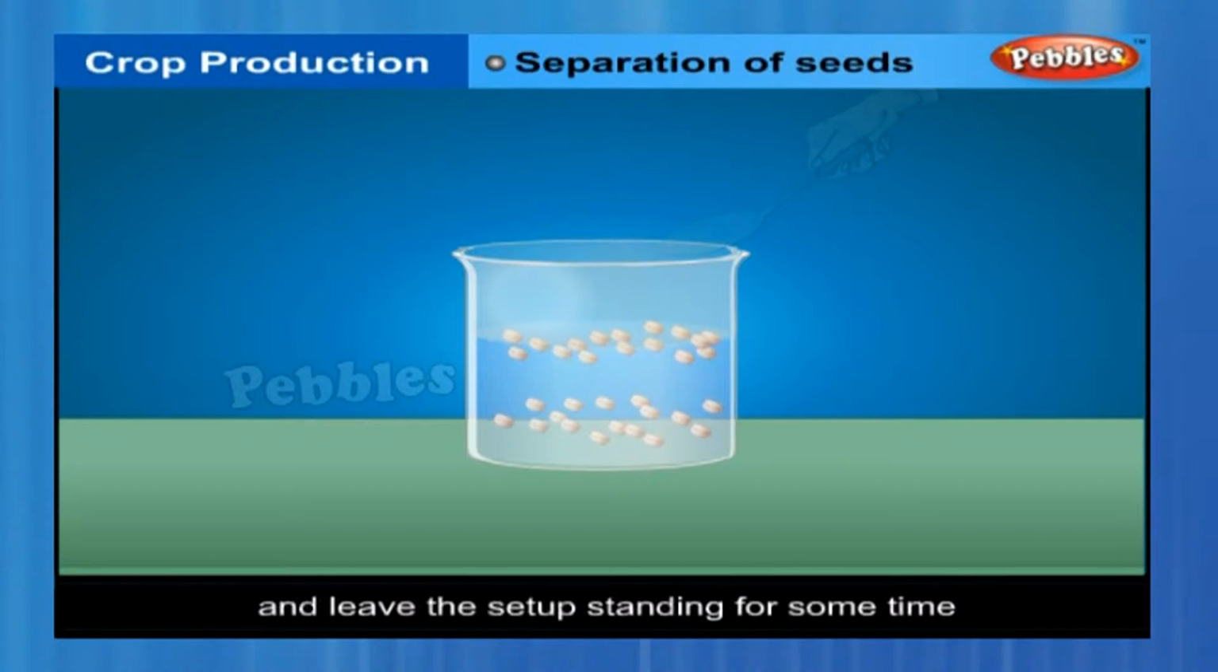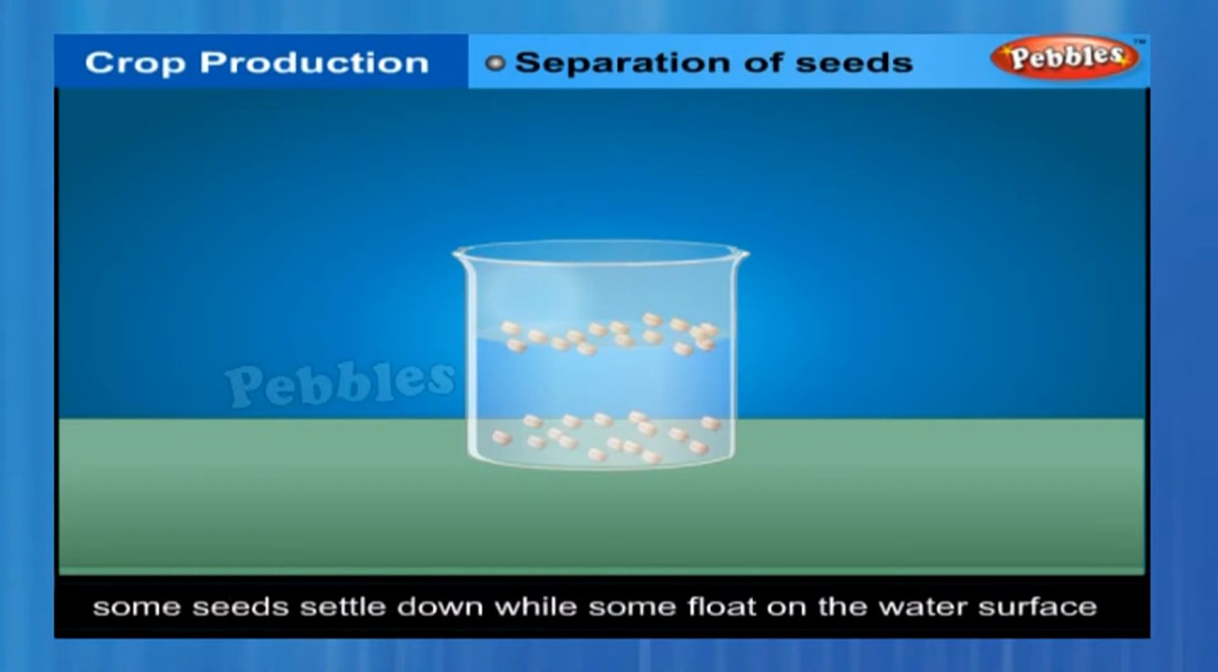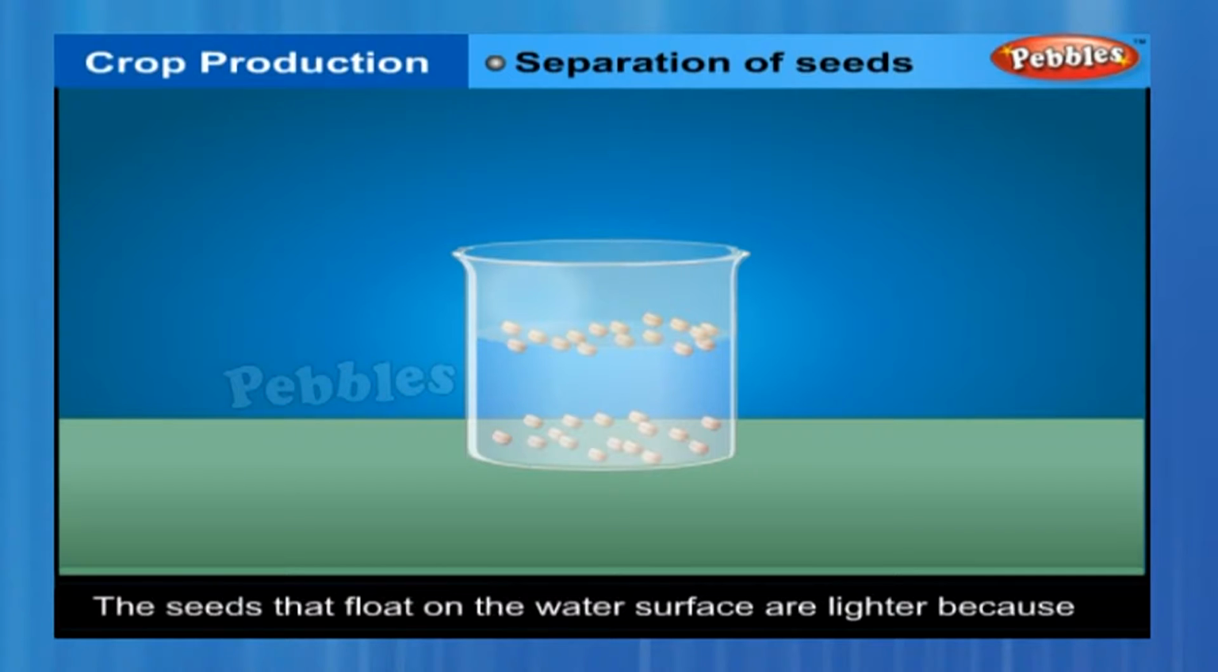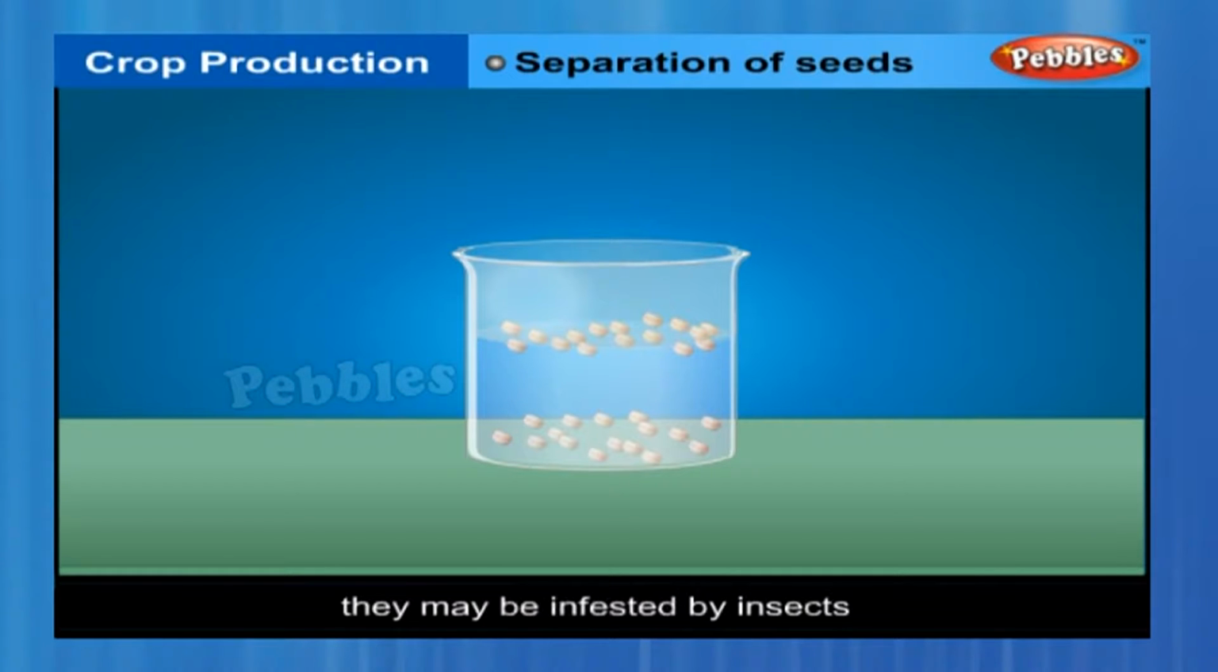Watch carefully. You will observe that some seeds settle down while some float on the water surface. The seeds that float on the water surface are lighter because they may be infested by insects. Hence, we should use the ones settled at the bottom.